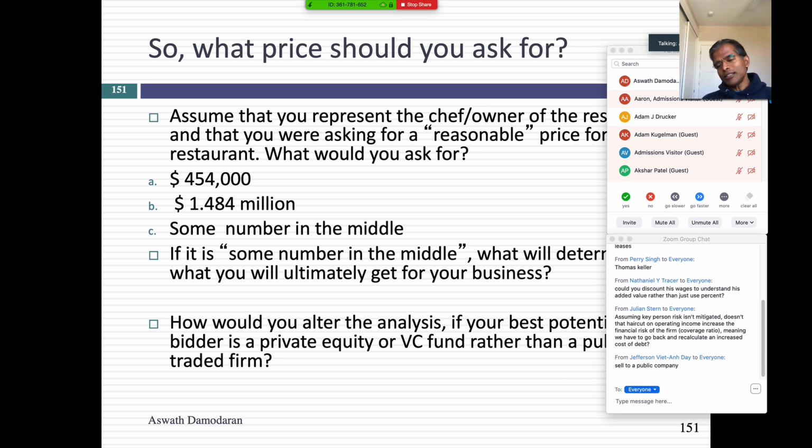In fact, let's take those two numbers. 454,000 is what you'd have got with a private to private valuation. Let's say your potential buyer is Arc Restaurants. The value is 1.484 million. What do you think you're going to get as the chef? Where in that range are you going to end up? Do you think you're going to end up closer to 454,000 or closer to 1.484 million? What will that depend on?